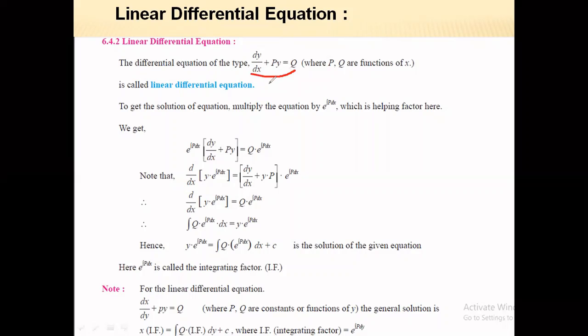differential. Now to find the solution of this linear differential equation, we multiply the given equation by an integrating factor, and this integrating factor is defined by e raised to power integral p dx. So this is the method to find the solution of this linear differential equation: we multiply e raised to power integral p dx to the given equation.